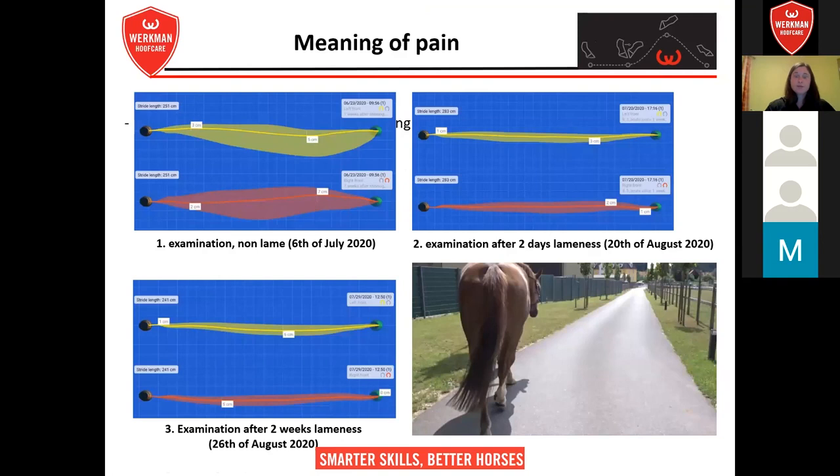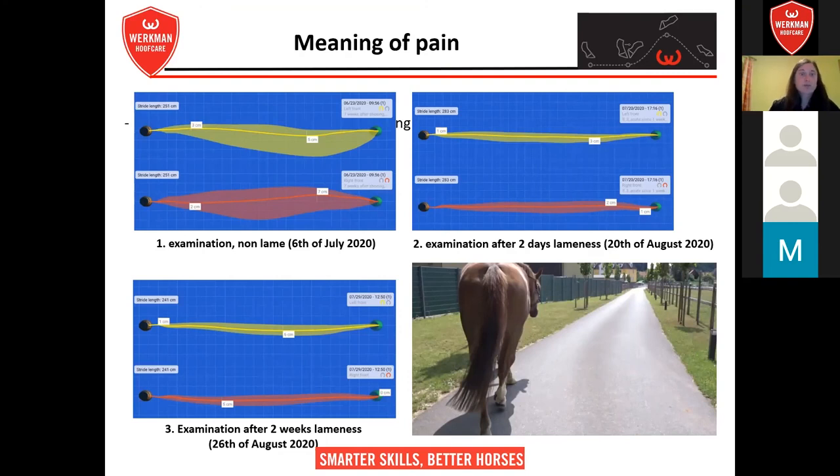Yeah. The only thing which can definitely change our motion pattern is pain. So of course we can make some orthopedic treatments and we can have an effect, but it's very difficult to calculate. But pain definitely changed the motion pattern. And here you see an example. This horse was quite new. It was very unbalanced. It was not trained. It was not in a good condition.